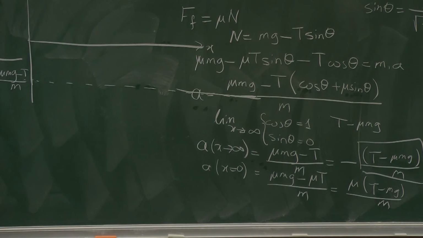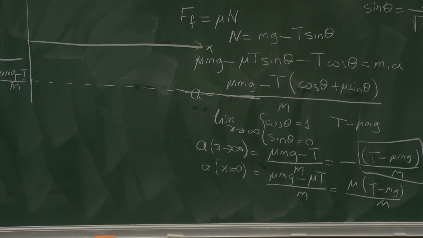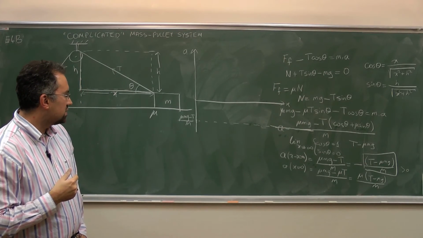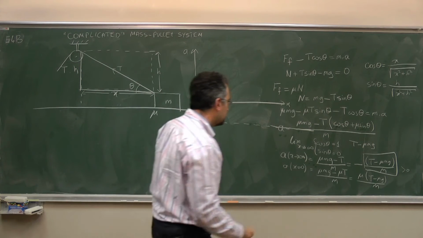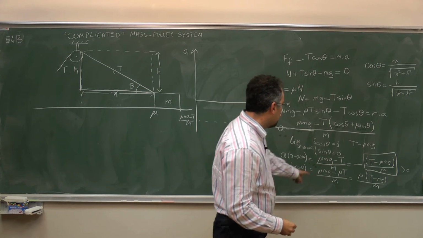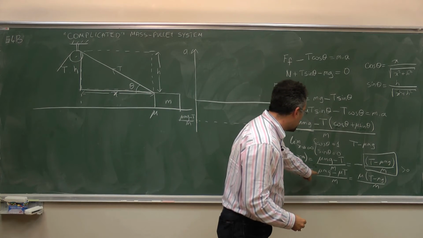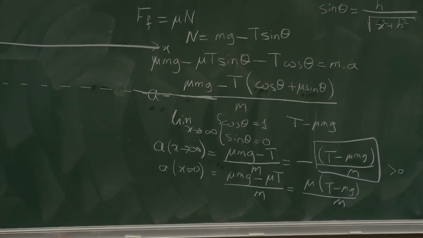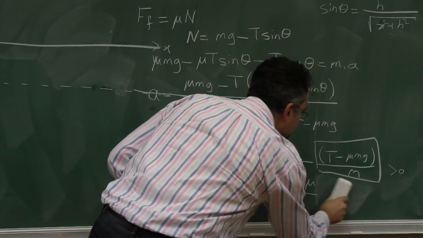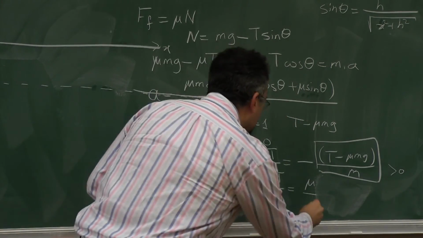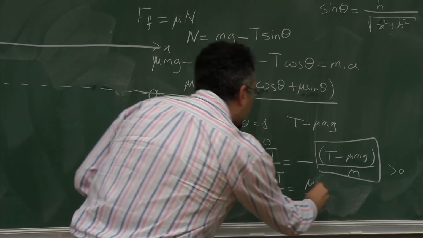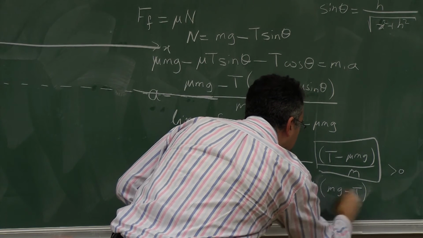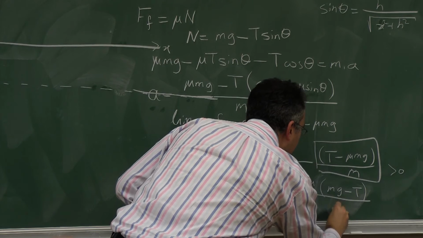Now, is this right? Could you check the sign? Is the sign correct for mg? Yes, so I have, okay, I got it backwards. I turned it around for some reason. Fix that. So it's mu (mg minus T) over m, right?